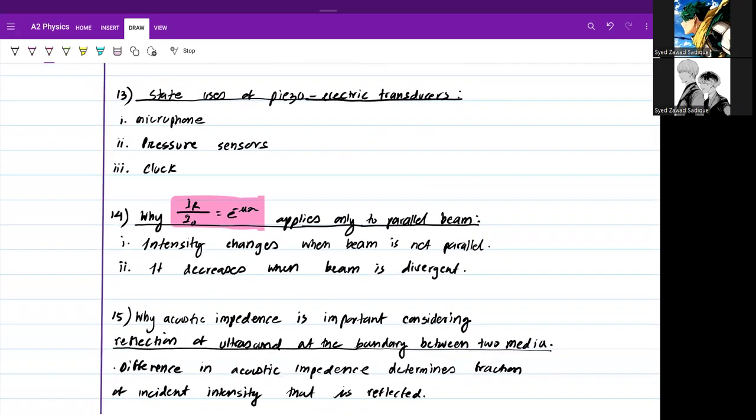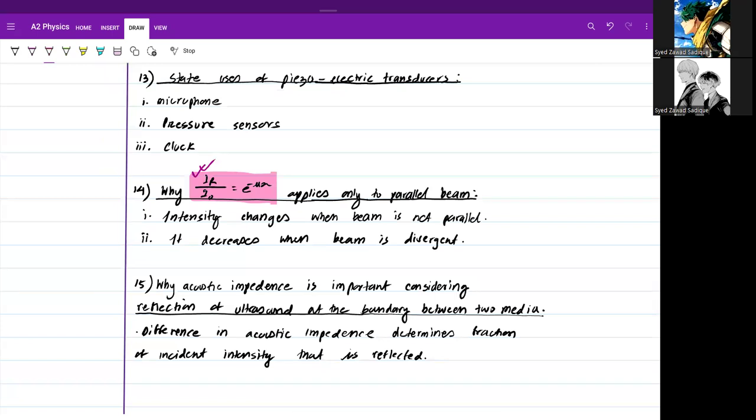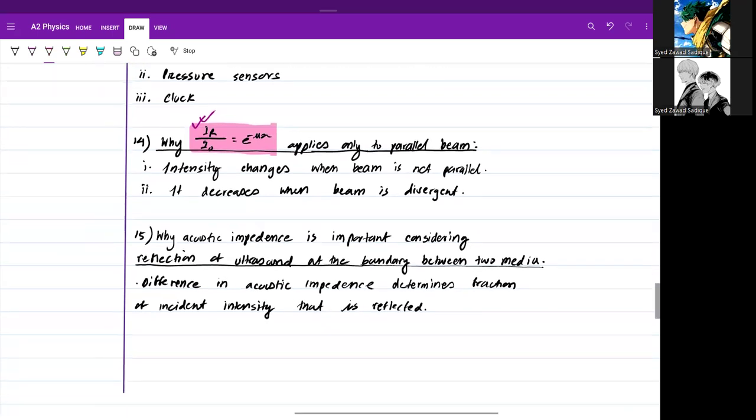Finally, why IR by I naught? See, IR by I naught is the one that you guys mainly work with. So why IR by I naught is equal to e to the power minus mu x applies only to a parallel beam. Intensity changes when the beam is not parallel. It decreases when the beam is divergent.